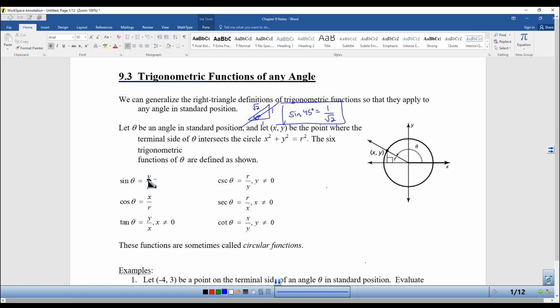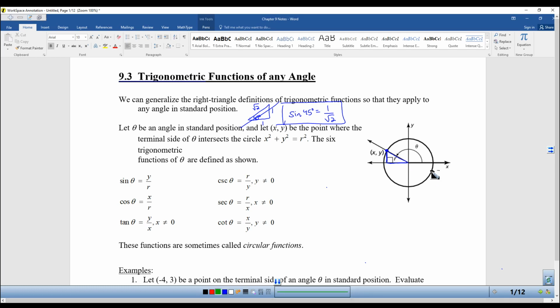Some people prefer to think of them as y over r, x over r, meaning any point on the unit circle is a point xy. It has an x coordinate and a y coordinate. And then r represents the radius of the circle. So if you did make a point xy into a triangle, then sine would be the y, which is opposite, over r, which is the hypotenuse.